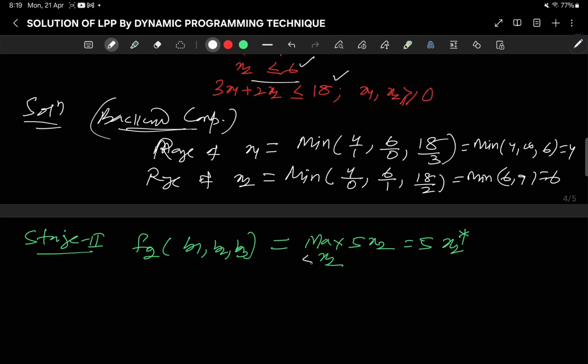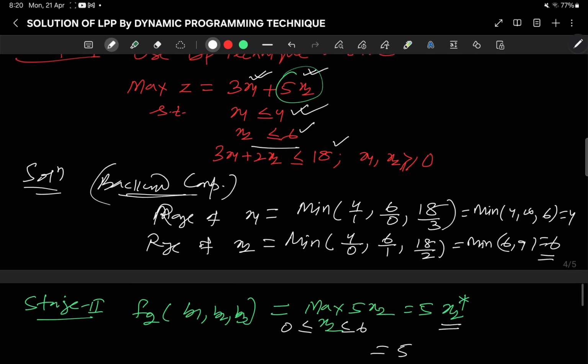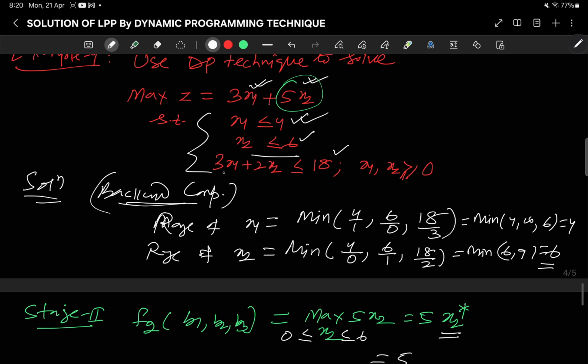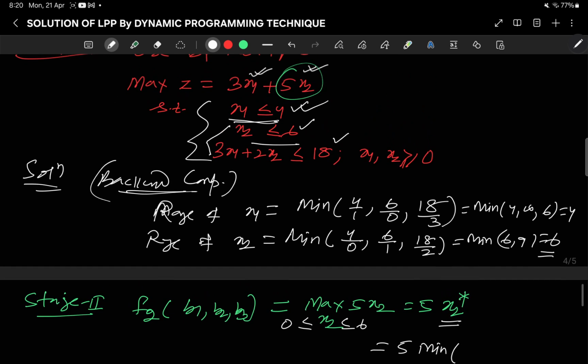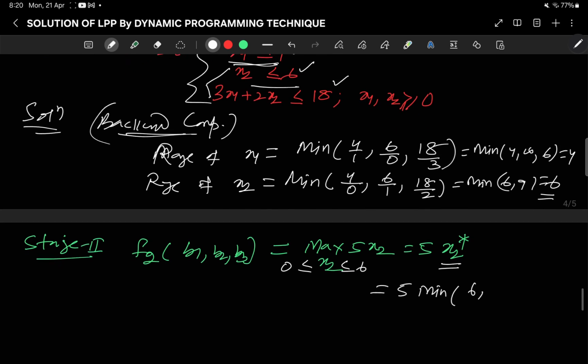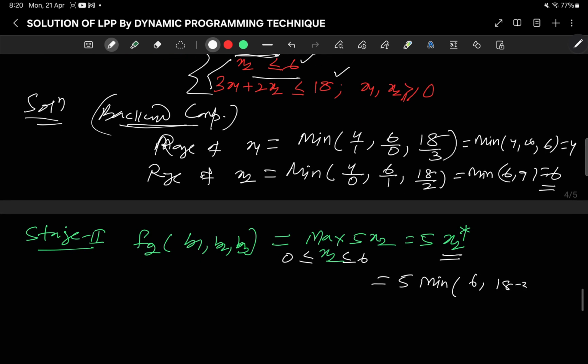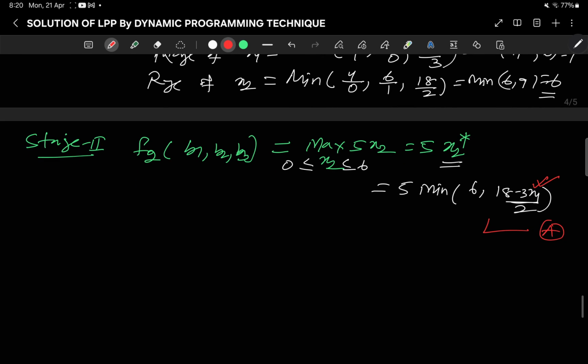Now this x2, the range is 0 to 6, 0 less than x2 less than 6. So my 5 x2 star is the minimization out of these 3, and it is better to take these 2 because there is no x2 here. So it is the minimization of x2 equal to 6 here and x2 equal to 18 minus 3 x1 divided by 2. Let it be my equation A. Now this x1 is a state variable in the next stage, and here x2 is the state variable.